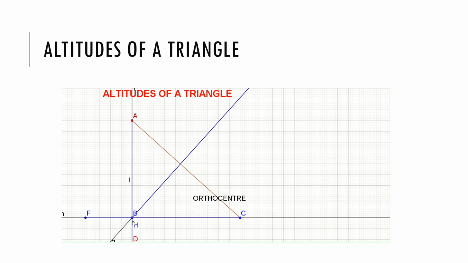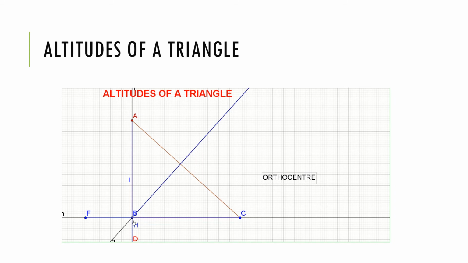The point H is lying on the vertex B, that is the 90-degree vertex. So the three altitudes are now meeting at the point H, which is actually the vertex of the triangle ABC, and angle B here is 90 degrees. So the orthocenter of a right angle triangle lies on the triangle itself. It lies on one of the vertices, that is the 90-degree vertex of the triangle. Now this is your orthocenter.